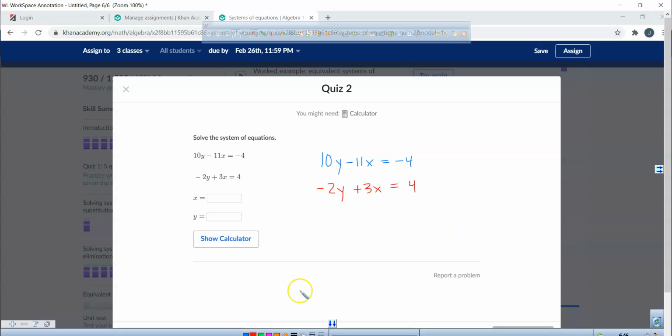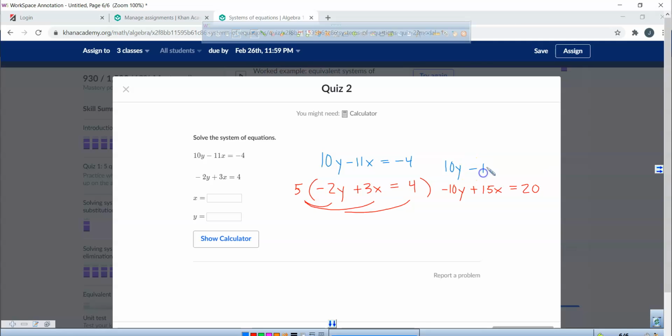What I would like everybody to do is take the bottom equation right there, and multiply everything by a 5. We're going to distribute this throughout the whole equation. So look what happens when you multiply everything by 5. You get negative 10y plus 15x equals positive 20. And look what happens if you just bring the other equation right over the top of it.